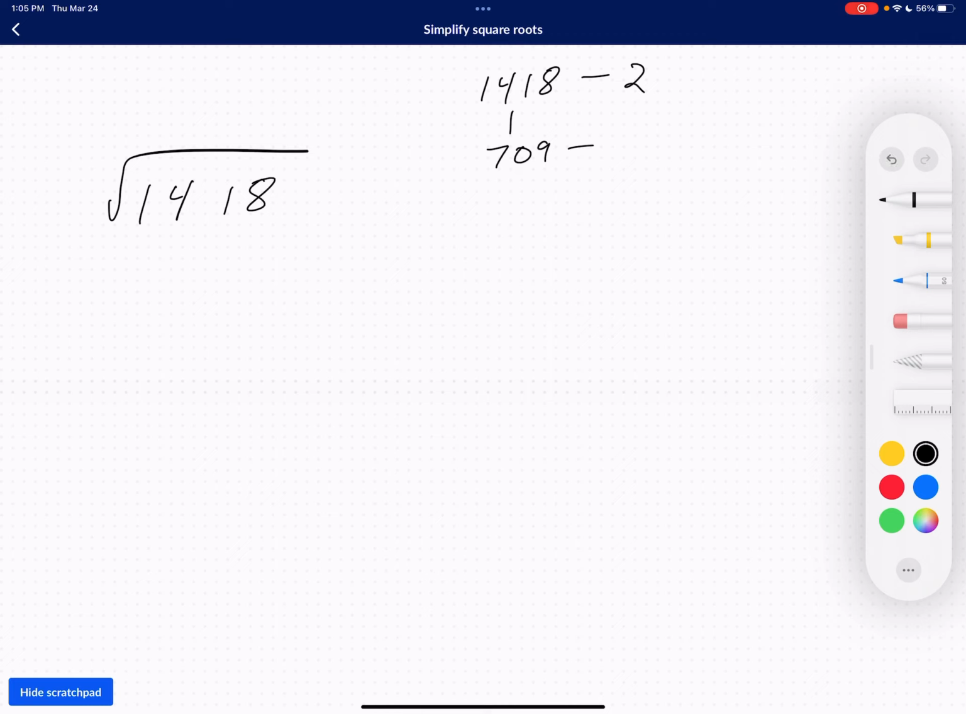Well, let's see if this is divisible by something. It's not divisible by 2 because it's not even. It's not divisible by 3 because if you add up all the digits, that's not divisible by 3. That's a little special trick that I like to use. If you add up the digits and they're divisible by 3, then the entire original number was. 7 plus 9 is 16. Not good.